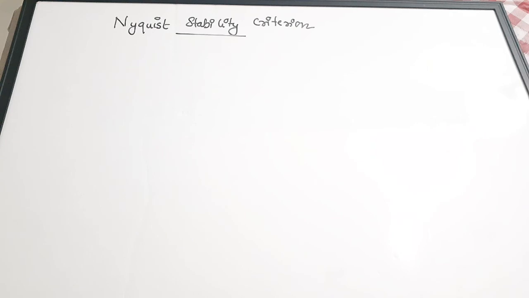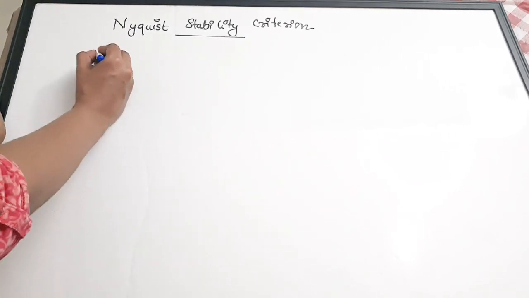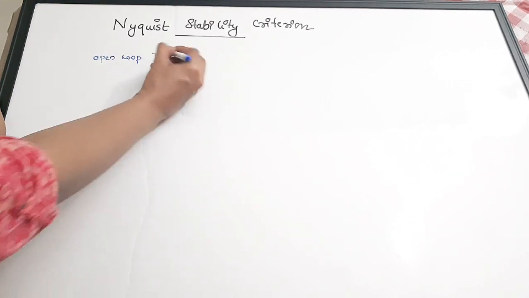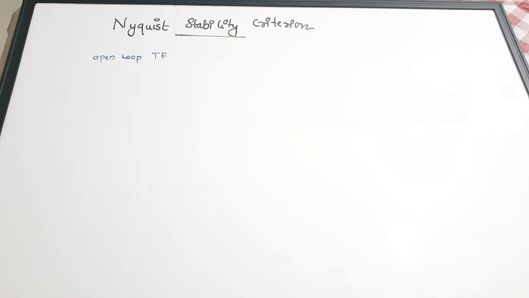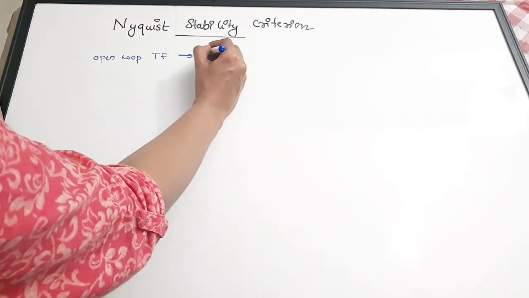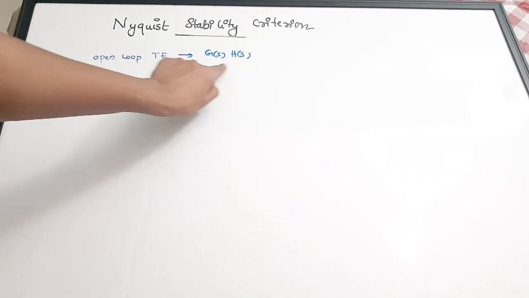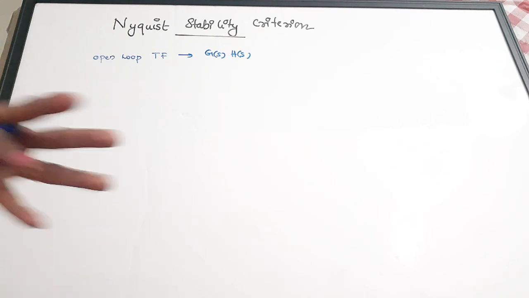So what we are doing in Nyquist stability criterion, let's start from the very basics. We are going to take the open loop transfer function. If you have seen my initial videos on the transfer function, open loop and closed loop, then you should know the open loop transfer function. The open loop TF is given by G(s)H(s). We generally write it in the Laplace domain, so it is G(s) into H(s). So this is the open loop transfer function.